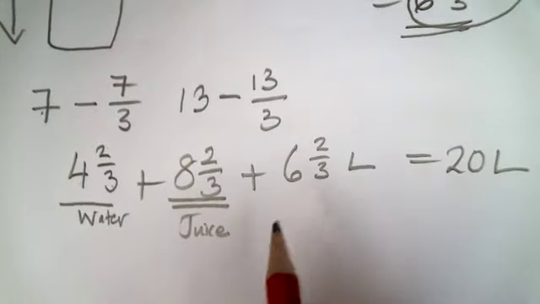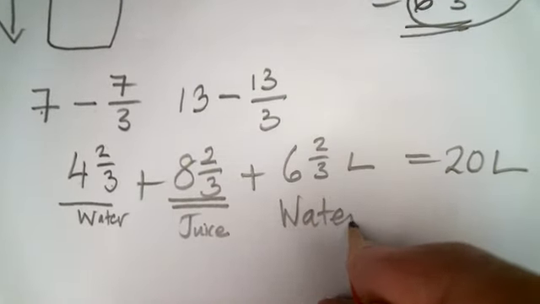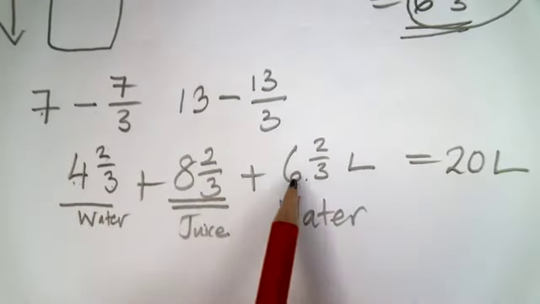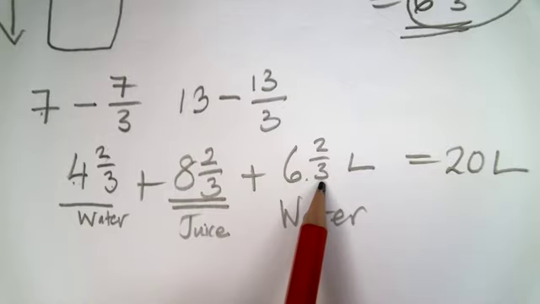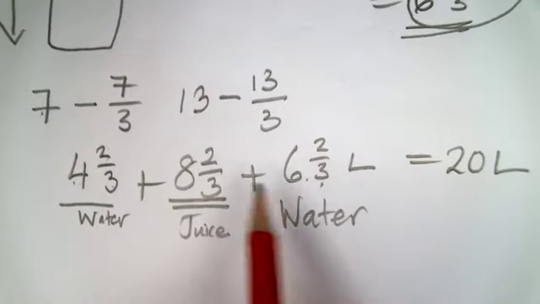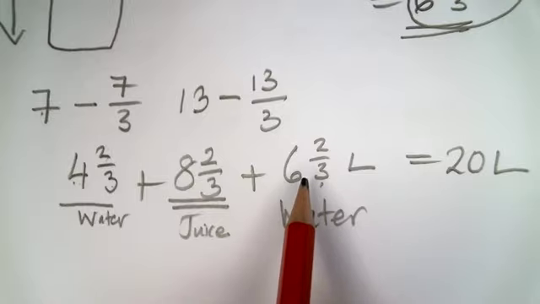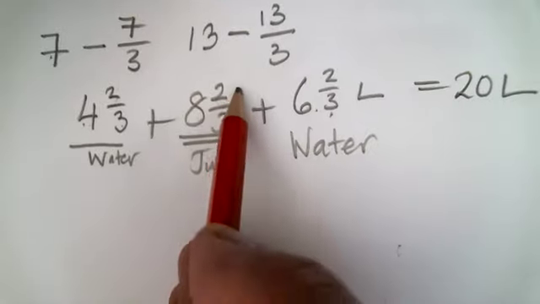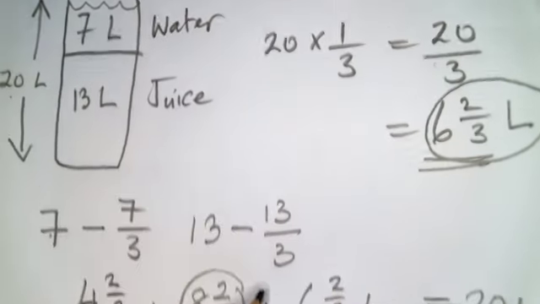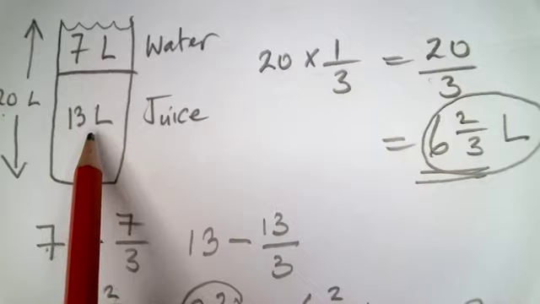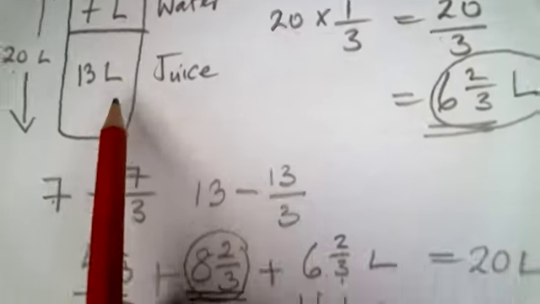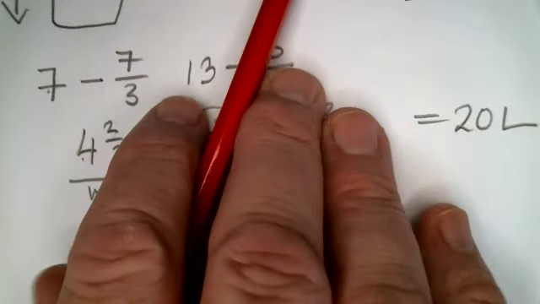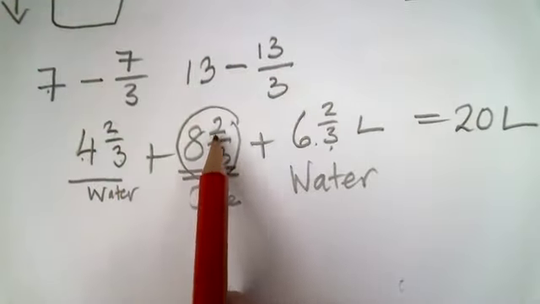But now notice we've got the proportions. So how much water have we got in there now? We've got this much and this much. So the 4 and 2/3 and the 6 and 2/3. But the important thing is of the amount we've got in there now, we used to have, of course, 13 litres of juice, but now we've got 8 2/3. This was 13 litres of the 20, 13 out of 20. This is 8 2/3 out of 20.